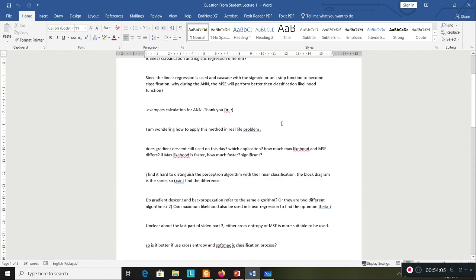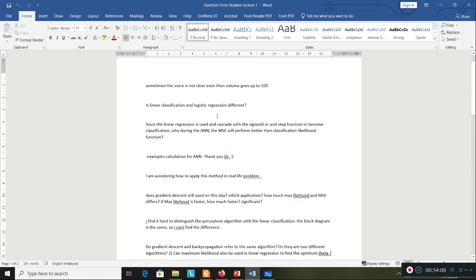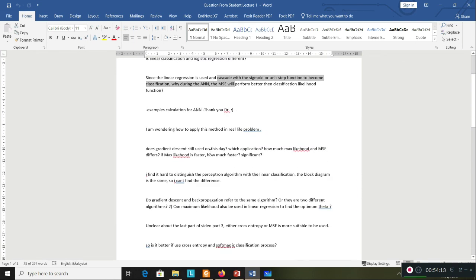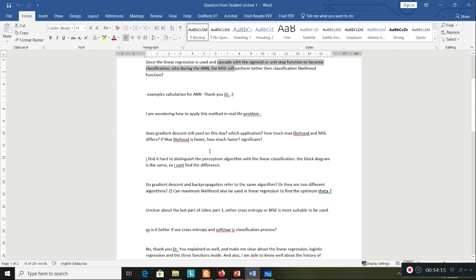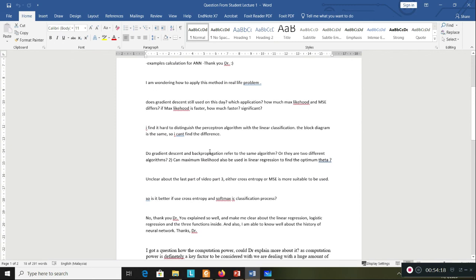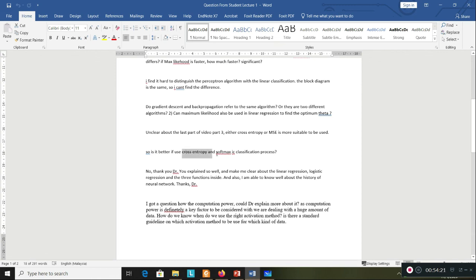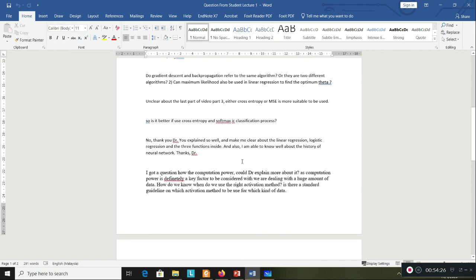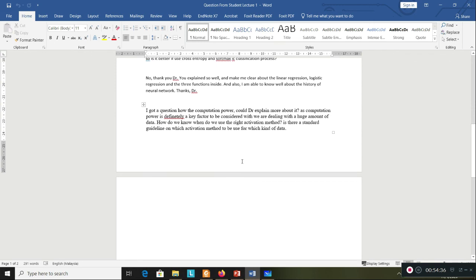Okay, that is also solved. Talking about the MSE, I answer this one because entropy is better for classification.